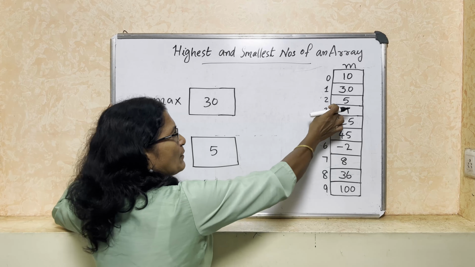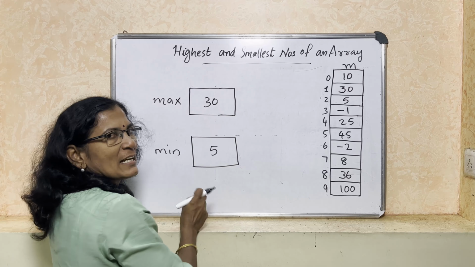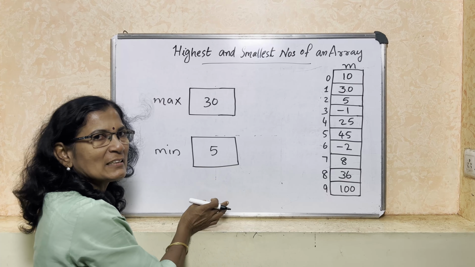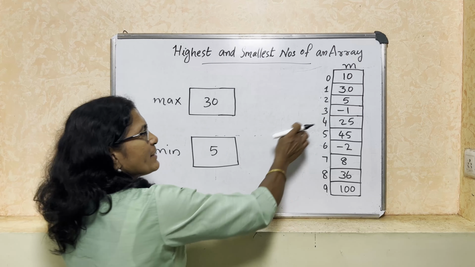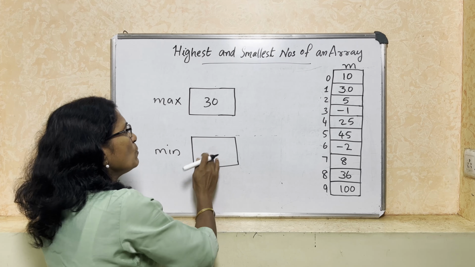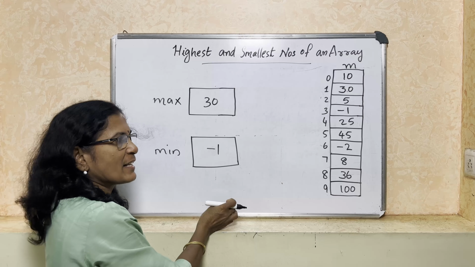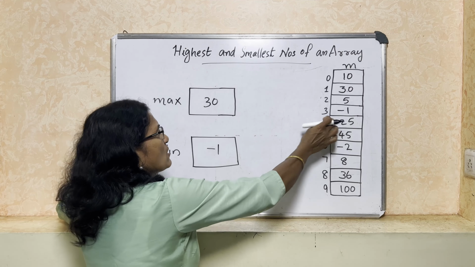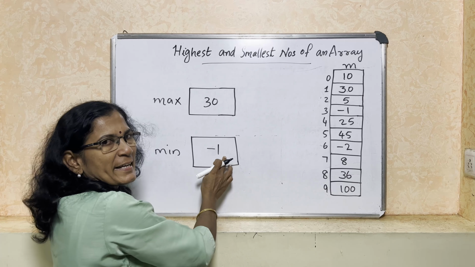Take the next value of the array, that is minus 1. Check whether minus 1 is greater than 30. Minus 1 is not greater than 30. Check whether minus 1 is smaller than 5. Minus 1 is smaller than 5. So assign minus 1 to min. Now take the next value of the array. Next value of the array is 25. 25 is not greater than max. 25 is not less than minus 1.